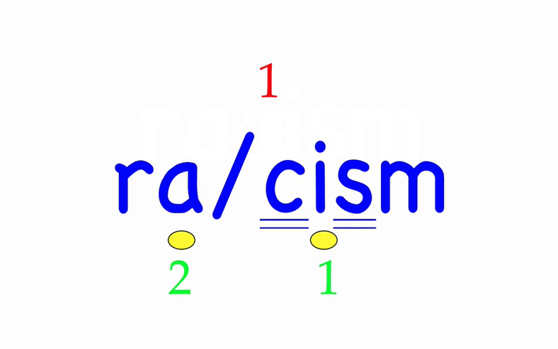Racism. Now, S is representing its second sound here, so we double underline it. C is followed by an I, so we double underline the C. And this completes the dictation for lesson 439.